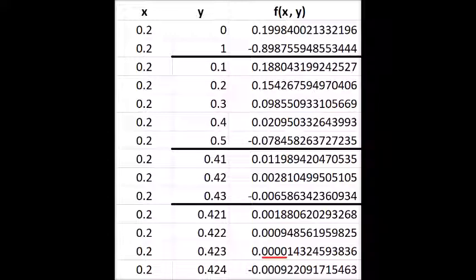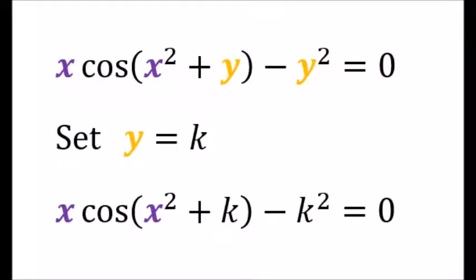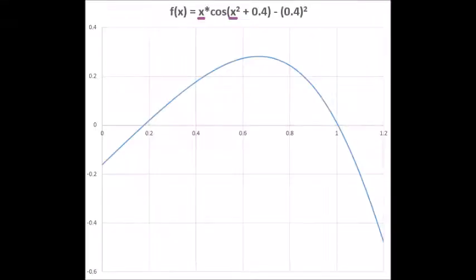Is there another way to find x and y pairs that make the implicit function f equal to 0? Let us start off by setting y equal to some constant k. Now we are left with a function of only one variable instead of two. This is a good start. Consider k equals 0.4. The function f of x looks something like this. Notice there are two roots, seen in red. This is where f of x crosses the horizontal axis.